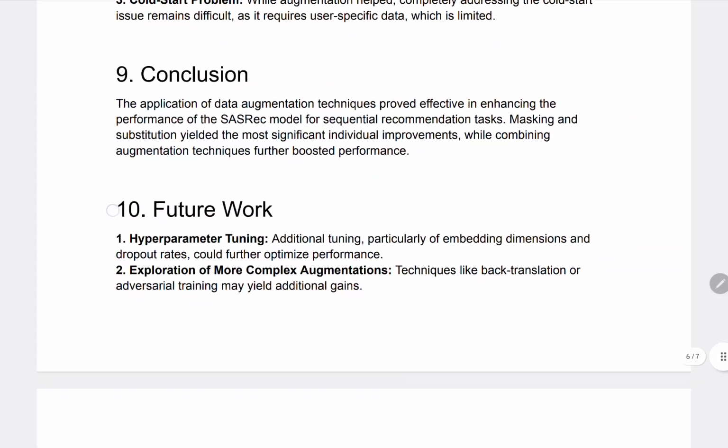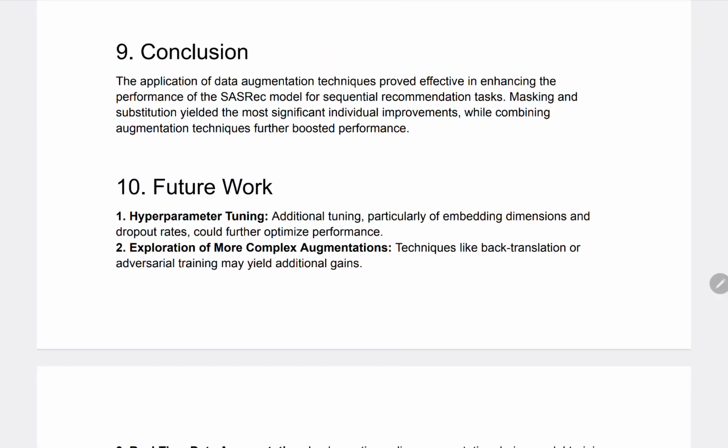To conclude, data augmentation is a powerful tool for improving sequential recommendation systems, with strategies like masking and mixing providing the most significant gains. These techniques increase data diversity, allowing models to generalize better.